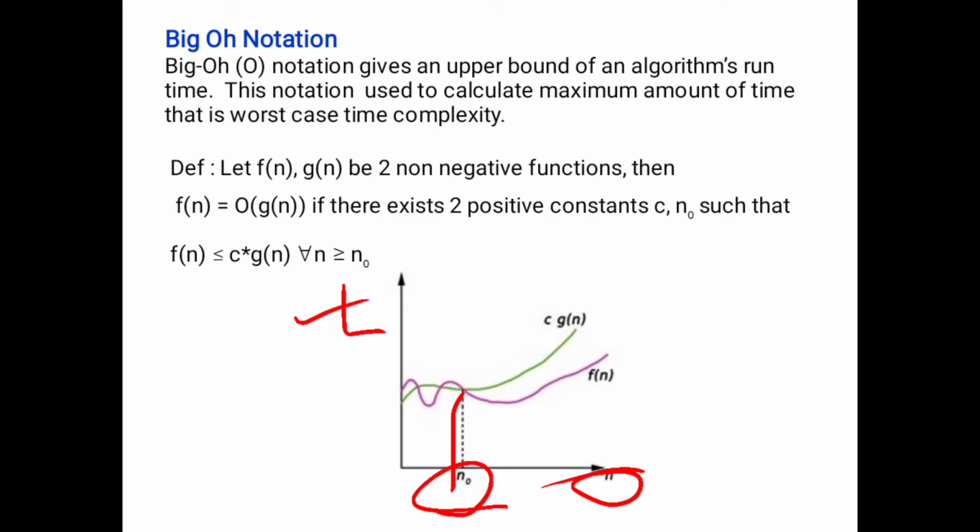Okay, so actually what is the condition? f of n is less than c g of n. So the condition is correct, because c g of n is the greatest value compared with f of n. So the diagram also satisfies the criteria.